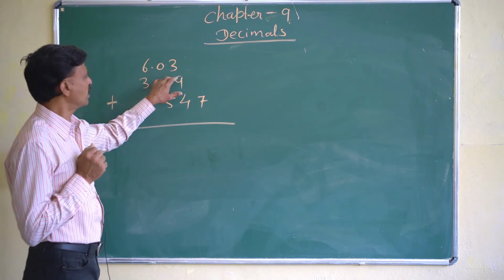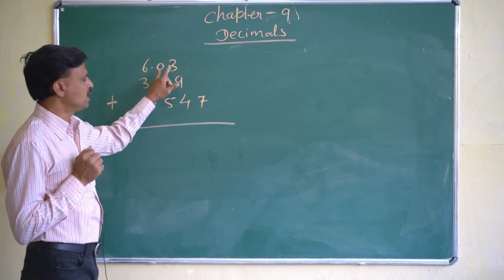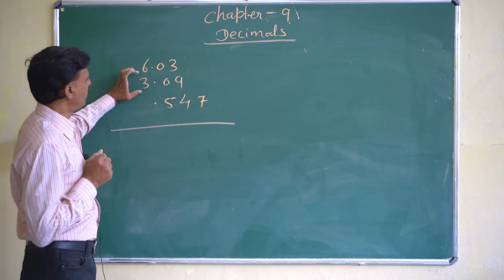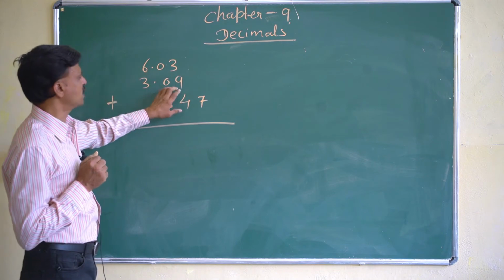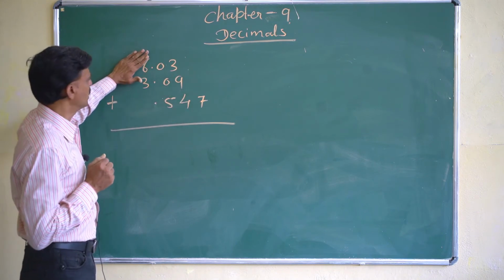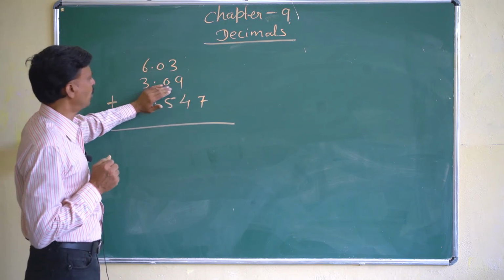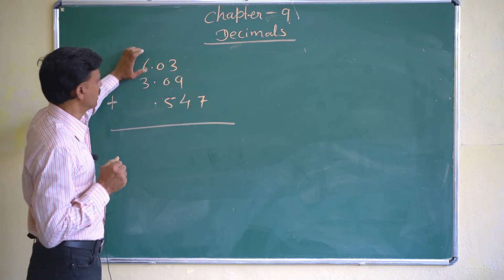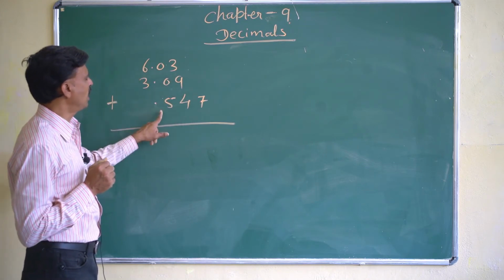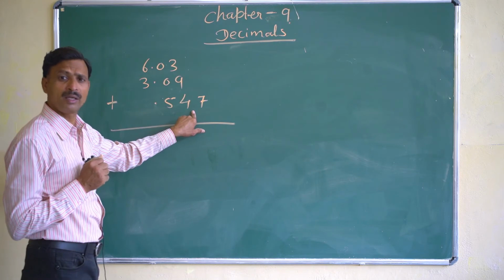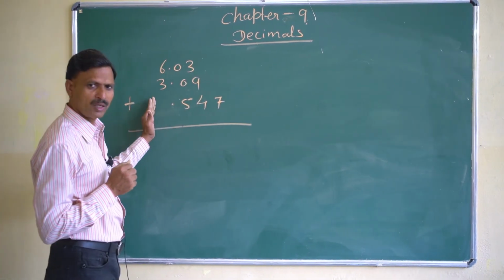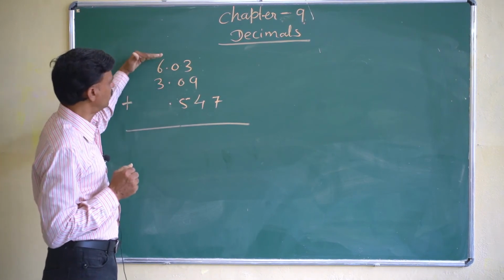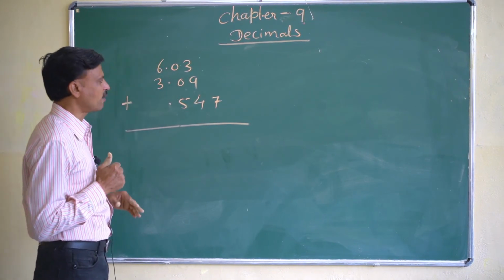After decimal, how many digits are there? 2. Since in the second number also, after decimal there are 2 digits, and before decimal 1 digit. So these two, 6.03 and 3.09, are like decimals. But you will see the third number has 3 digits after decimal, 5, 4, 7, and before decimal nothing is given. So we have to convert all three into like decimals, then we'll add them.